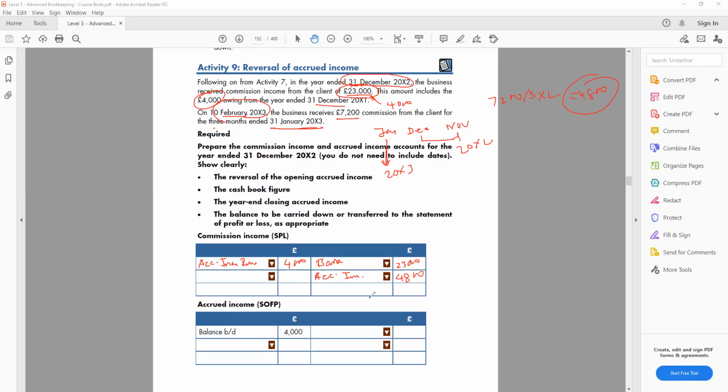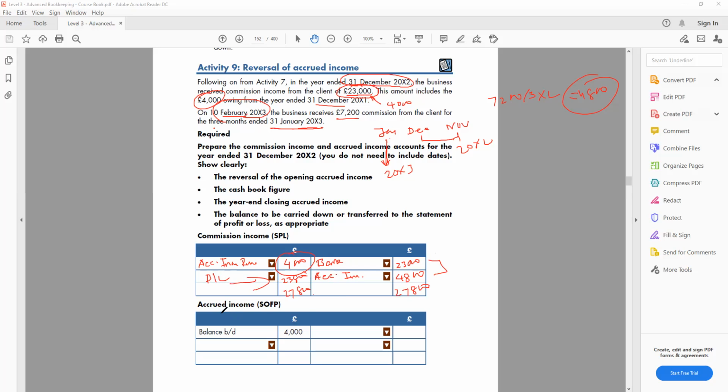So how much is the total accrued income? If I add these two, that gives me 27,800. And if I minus 4,000, because that was relevant to the last period, I'm going to charge the profit and loss account for 31st December 2002. That will be 23,800. This one actually goes to the profit and loss account for this year.